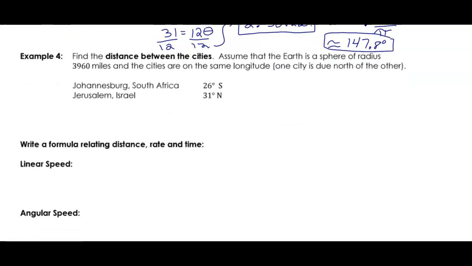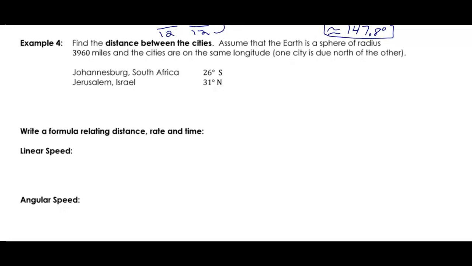Okay, so one more example here. So they want us to find the distance between the cities. Assume that the Earth is a sphere with a radius of 3,960 miles, and the cities are on the same longitude. So the same longitude, so it's basically they would be on the arc of the circle. So we just draw a circle here. So if they're on the same longitude, then they're along this arc because this would be the longitude. It's the one that runs from north to south. Okay, and then this would be our equator that runs through here.